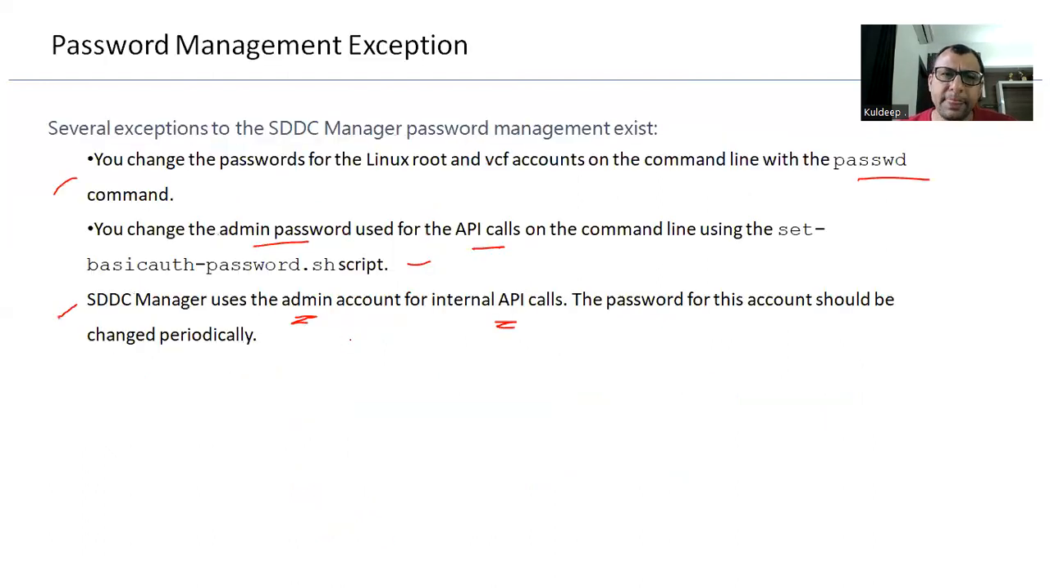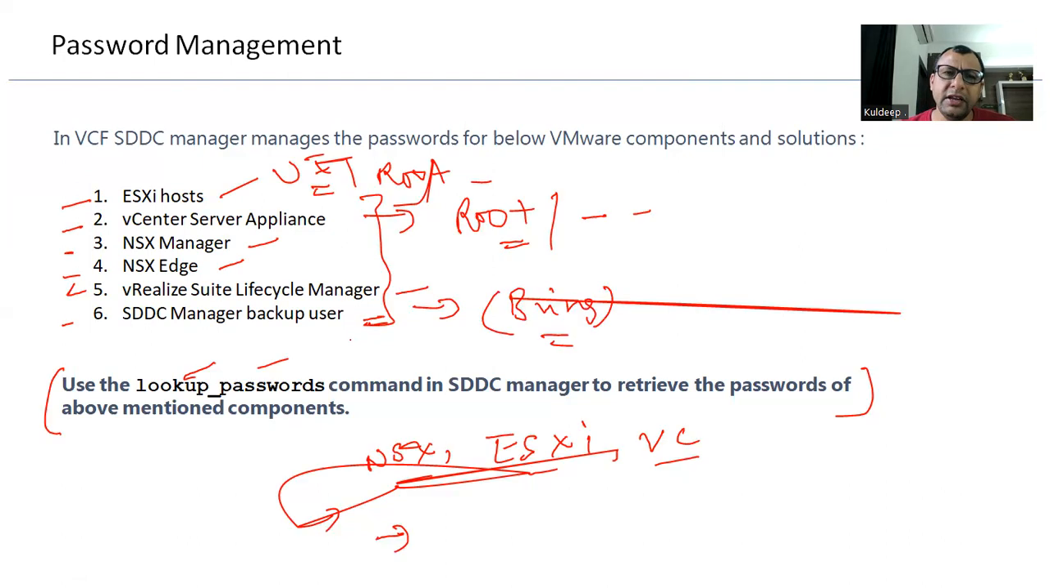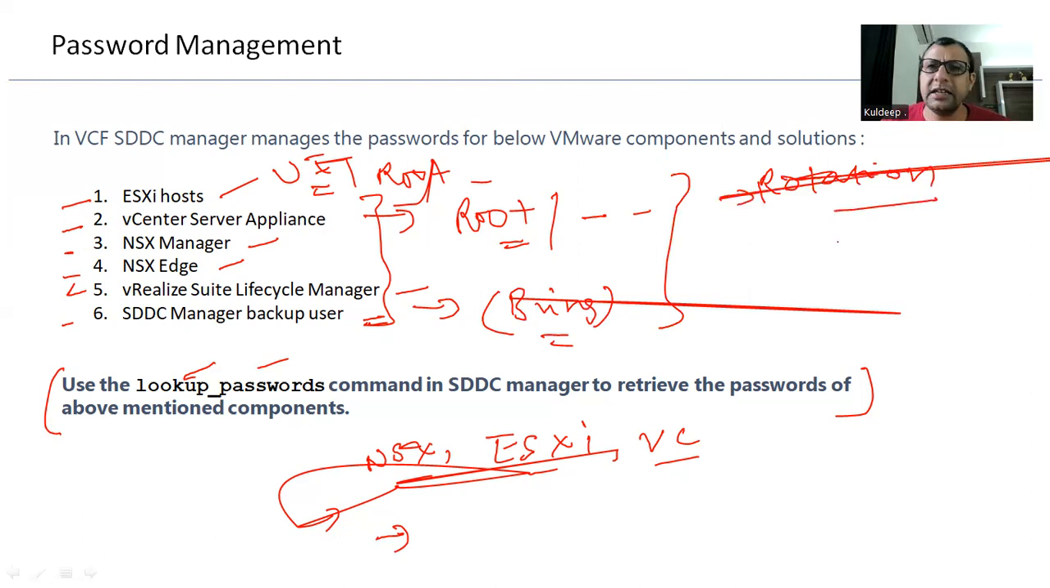So the main thing: when we look at the password console, we get three options. One is rotation. When you say rotation, it means you select the particular component and rotate the password. It will generate a random password. The random password can be seen with the lookup password command, again through SDDC Manager.